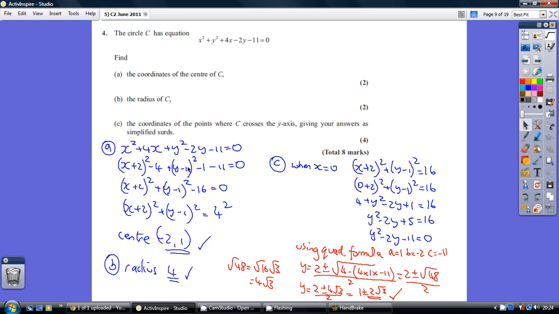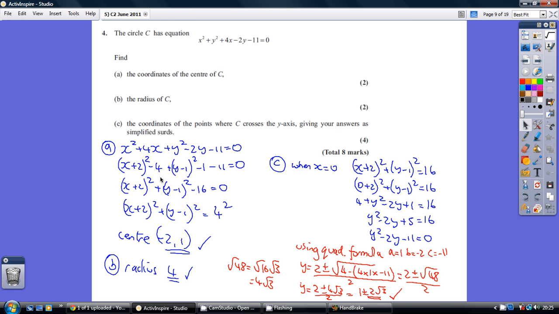Similarly with this, we've halved the coefficient of the y to get y minus 1. y minus 1 all squared gives us y squared minus 2y plus 1. So to undo that plus 1, we need this minus 1. That there is now completely equal to this. We still have the minus 11 equaling 0.